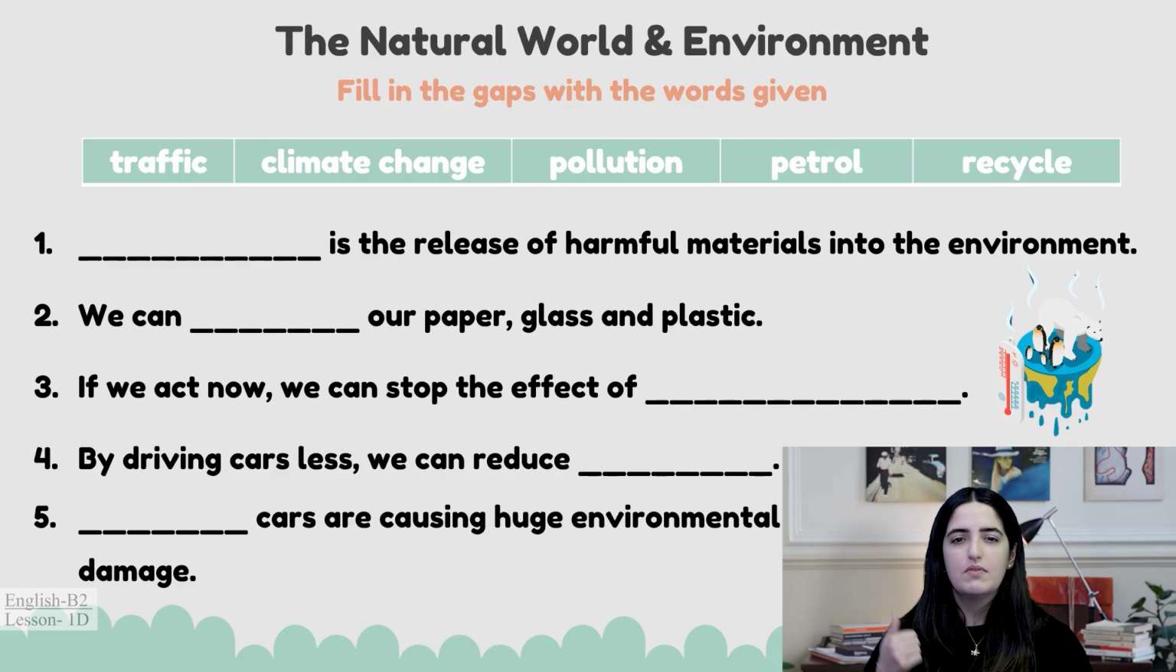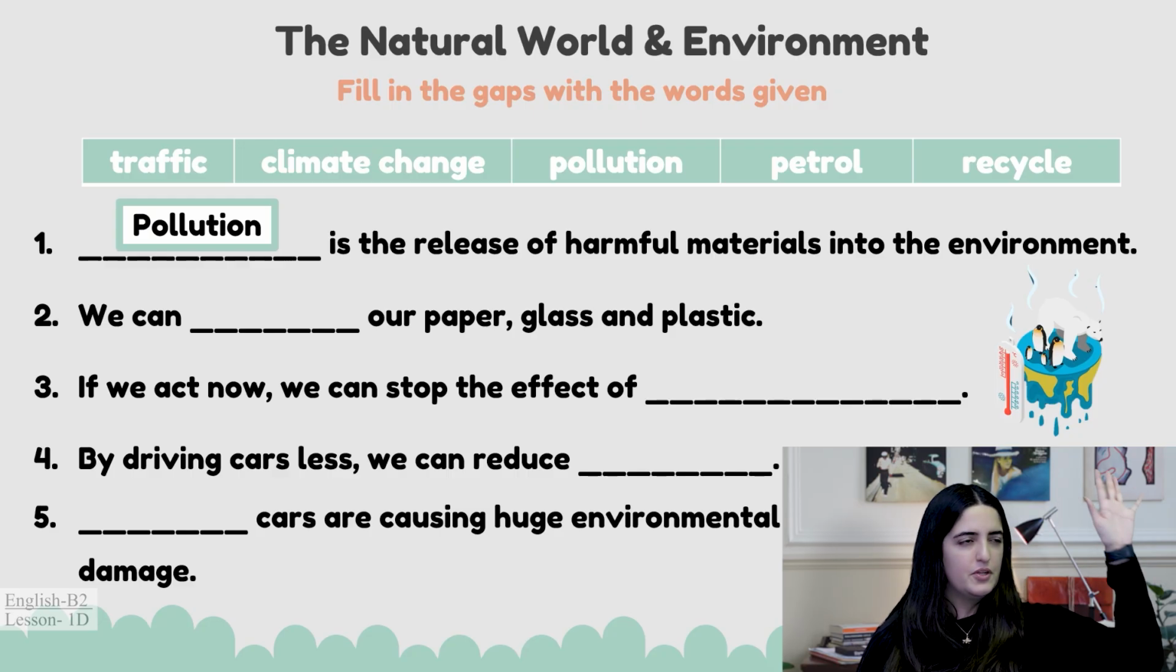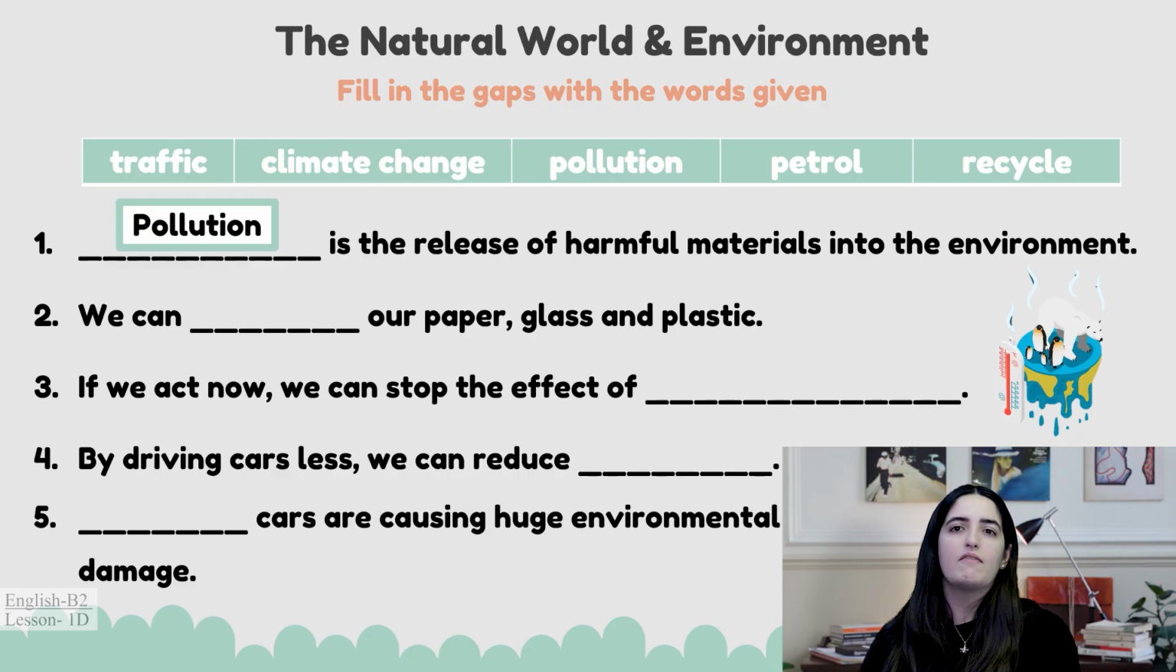So number one, something is the release of harmful materials into the environment. What is the release? What definition is that? Which word is that for? It is pollution. Pollution is the release of harmful materials into the environment. We could have air pollution where we release smoke. We could have water pollution where we put things in the water. We could have land pollution where we litter and throw rubbish on the ground.